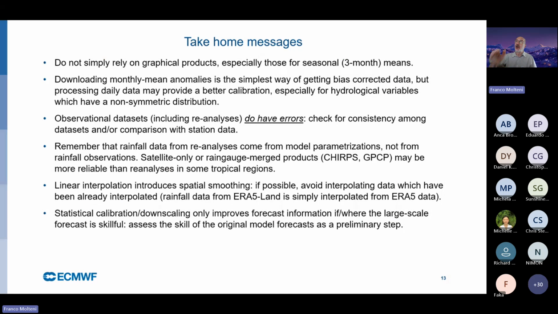Okay, so take-home messages. Don't simply rely on graphical products, especially those for seasonal tercile means, as has been shown in the previous demonstrations. You have plenty of data on the C3S website that will allow you to create products which are tailored to your specific needs. Downloading multi-mean analysis is the simplest way of getting bias-corrected data, but processing daily data may provide a better calibration, especially for hydrological variables, which have a non-symmetric distribution. So the bias is usually not simply a shift.